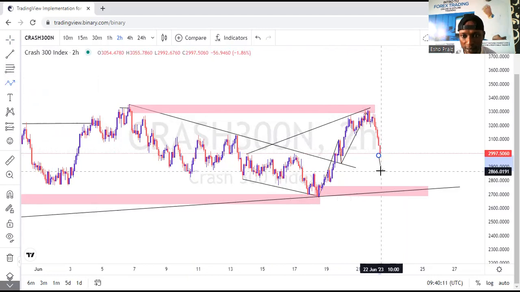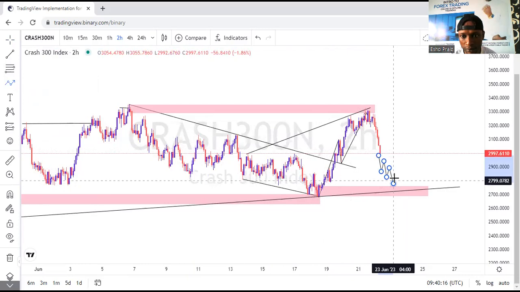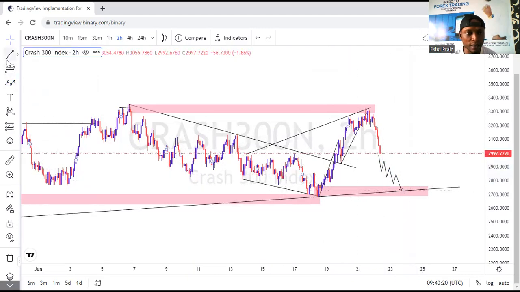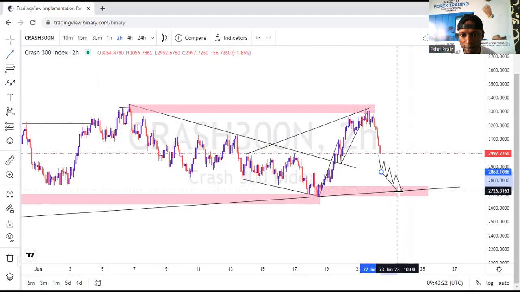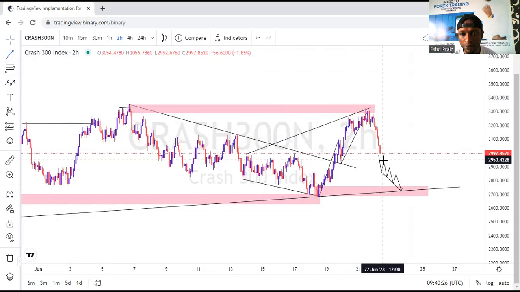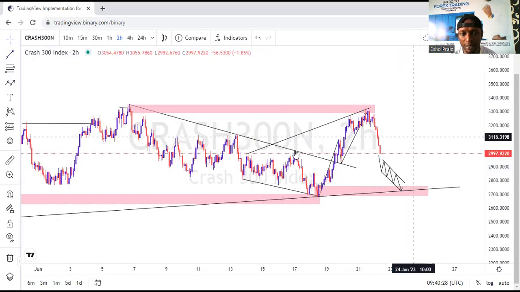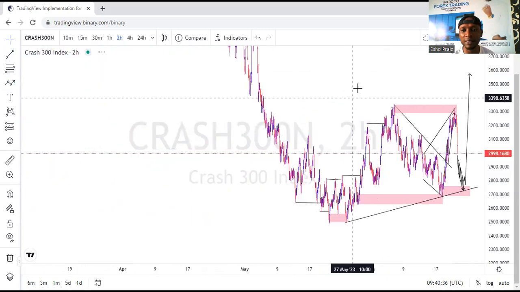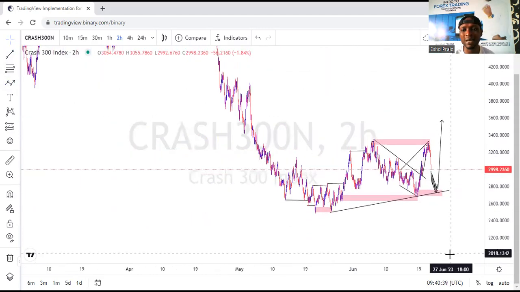If we see something like this, then we'll buy the market to the upside, understand? To the upside, because the overall structure of this market is still bullish. So guys, this is Crash 300.